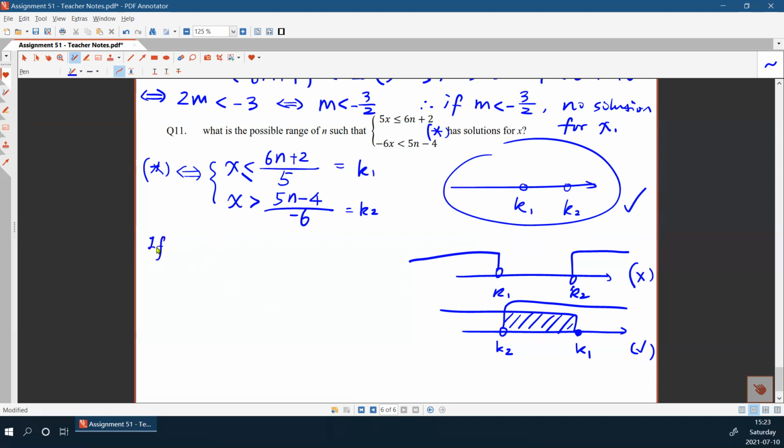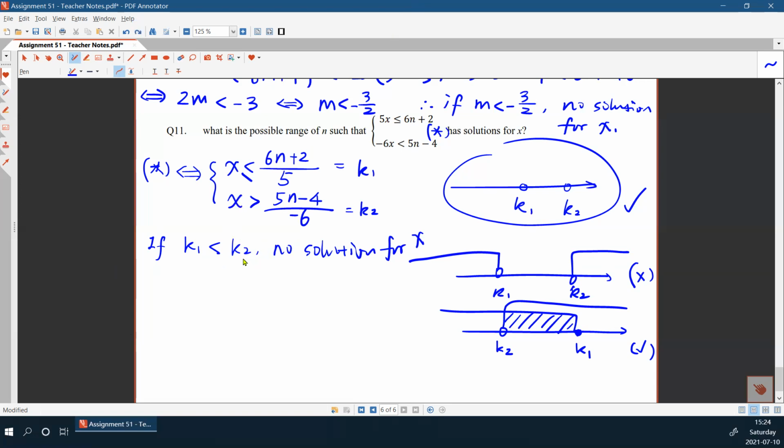So let's say if K1 is smaller than K2, no solutions for x, right? So another problem is, can we put an equality sign here? This is a corner case, you can't miss, right? Can we do this? This time, can we do this? Tell me.